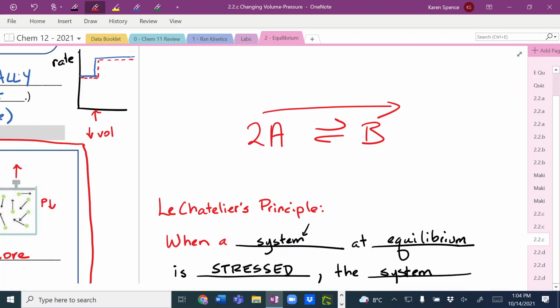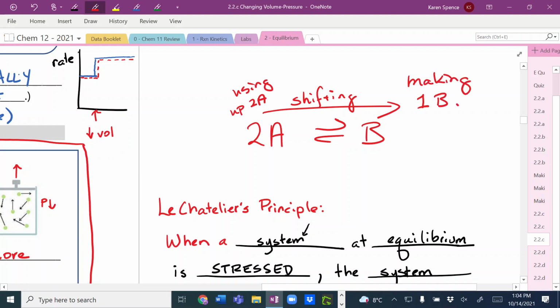The A is decreasing and B is increasing. If we are shifting to the right, that means we are using up 2 A's and we are making 1 B. So we're taking 2 particles and making 1 particle out of it. So the whole system is going to have fewer particles in it.